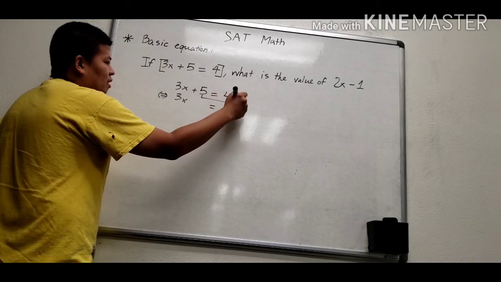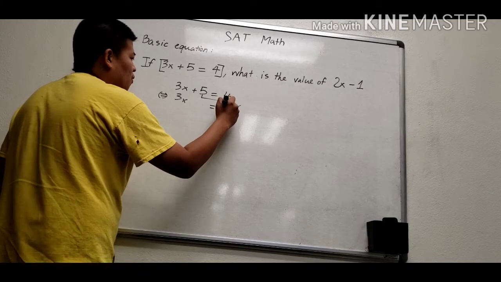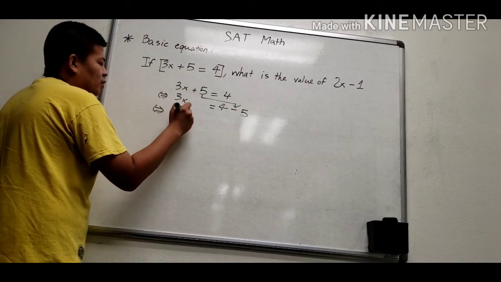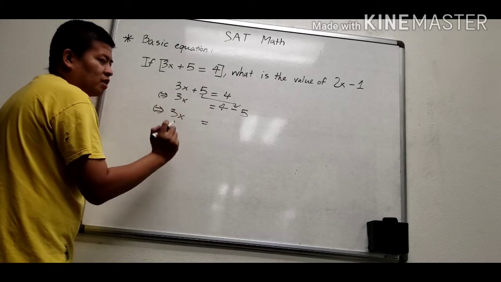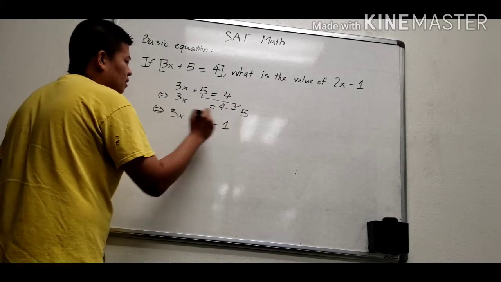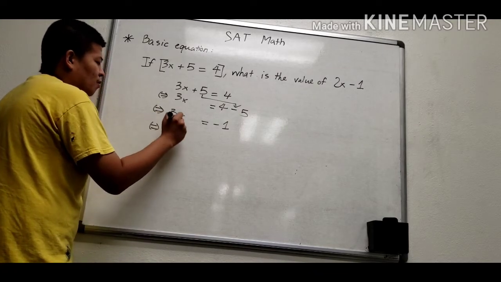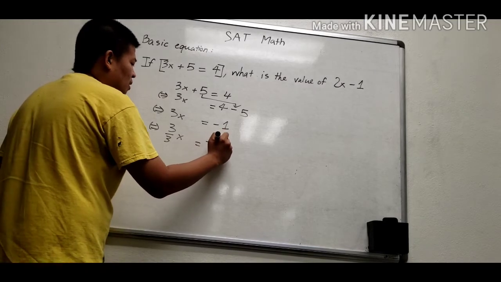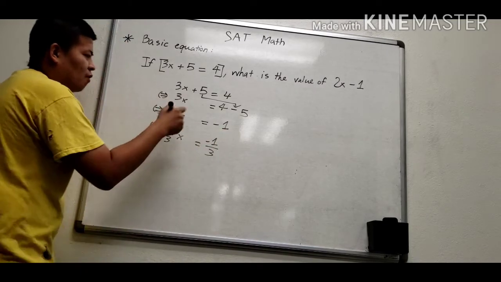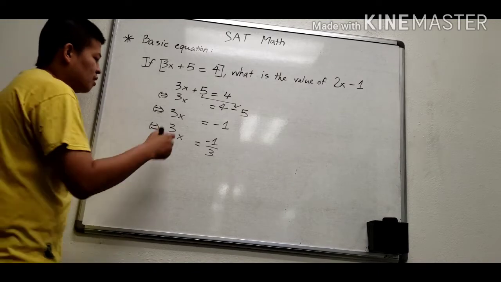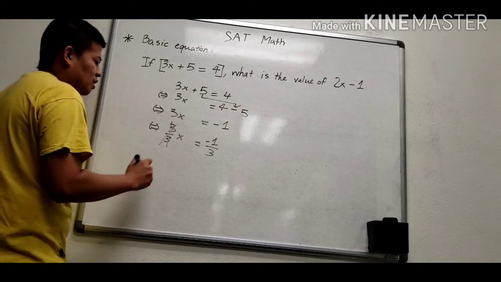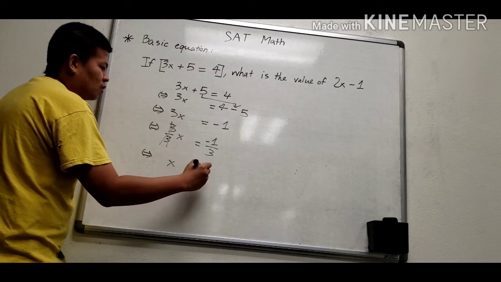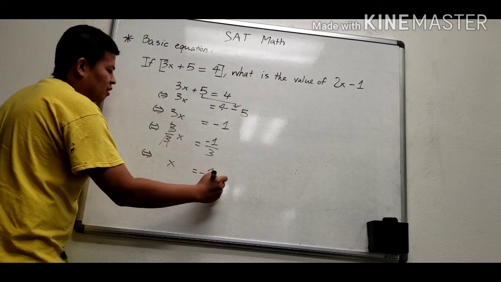And we multiply on the right, so we have 4 minus 5. We have 3s. 4 minus 5 is minus 1, and we have 3 divided by 3. So s is equal to minus 1 divided by 3, because we divide both numbers by 3 so that we can simplify the coefficient in here. So we have s equal to minus 1 over 3.